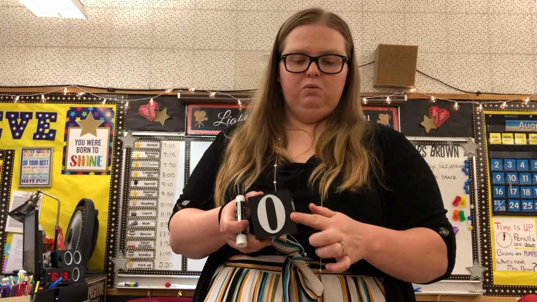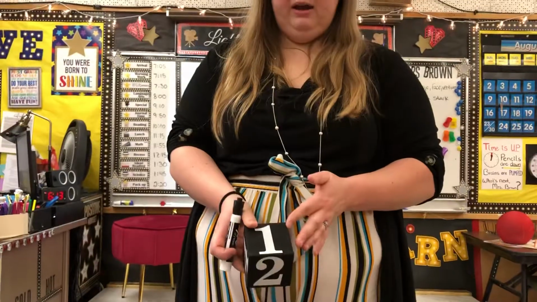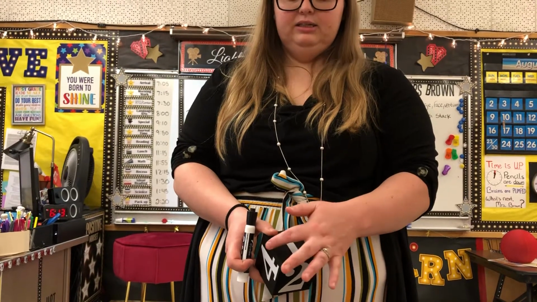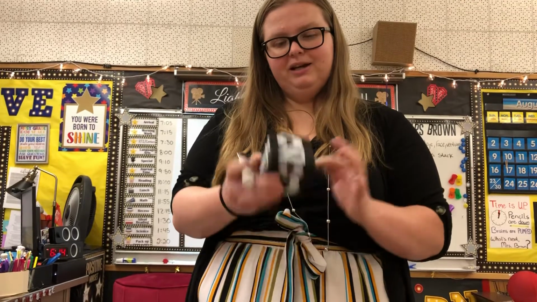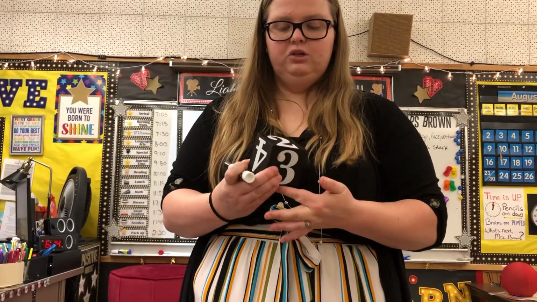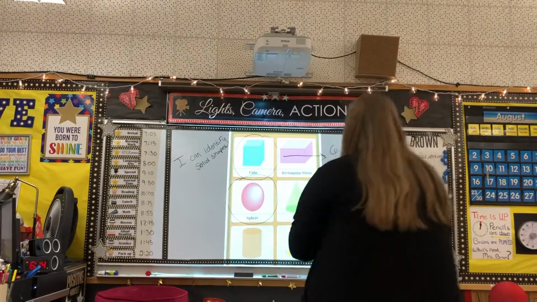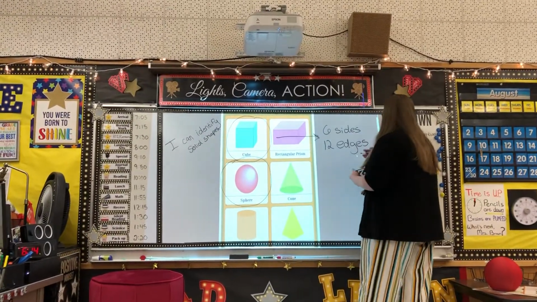So we have 1 edge, 2, 3, 4, wait, there's some on top, 5, 6, 7, 8. Are we forgetting any? The bottom, 9, 10, 11, 12. We have 12 edges on a cube. Let's write that. 12 edges.